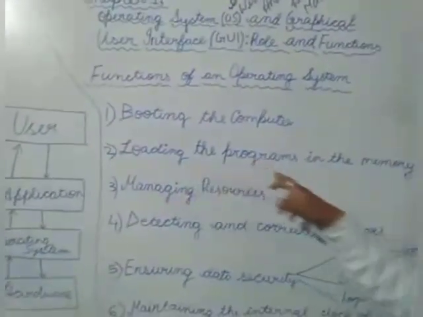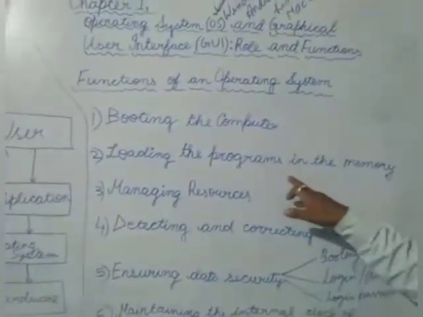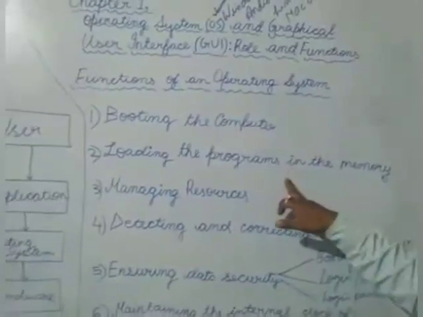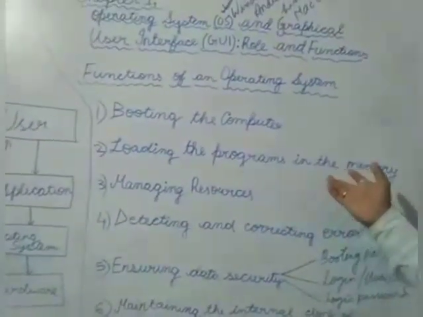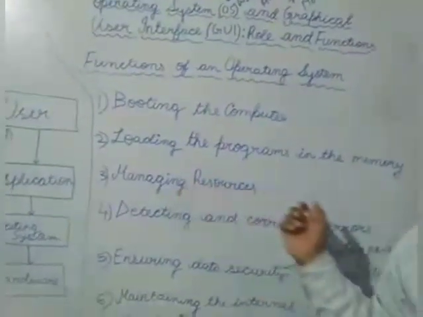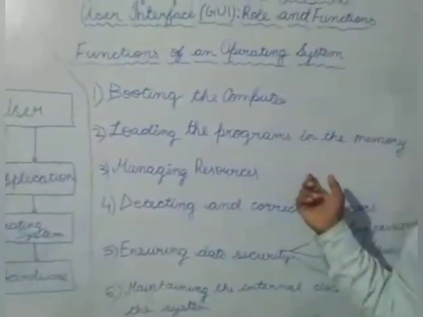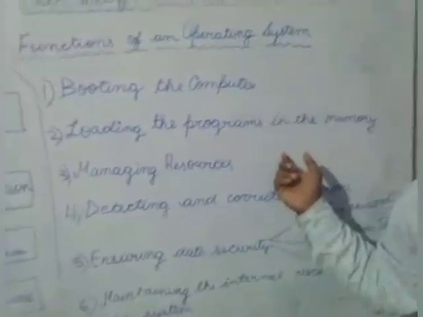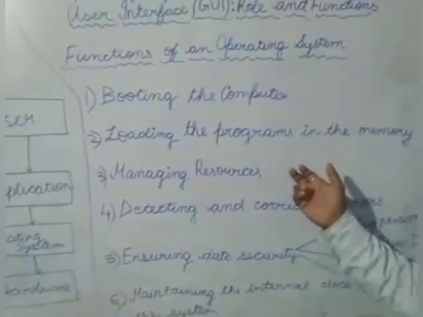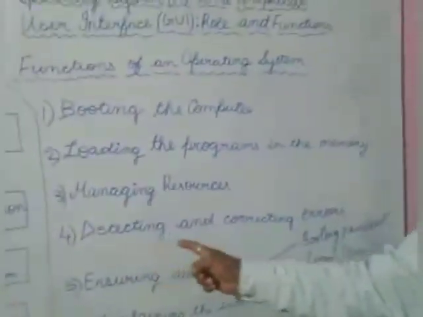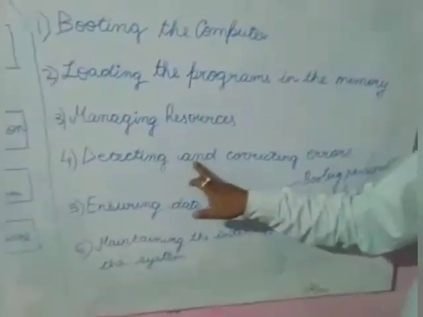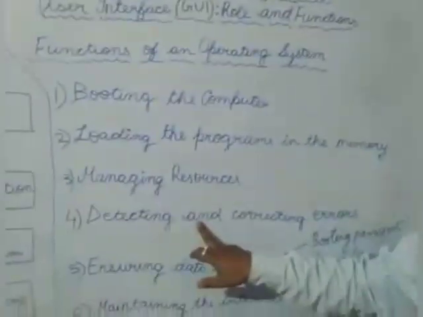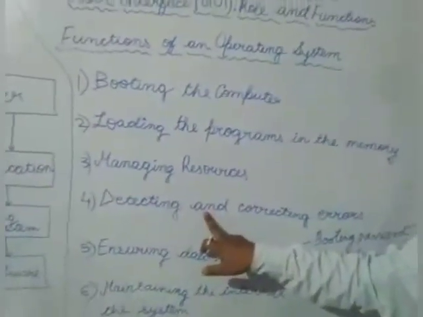Next is loading of the program. Various kinds of application software, device files or any kind of programs are loaded for the user to work. Then managing the resources: whatever peripheral devices are there, their use and purpose. Next is detecting and correcting errors. If there is any problem with the computer system, the errors will be displayed.